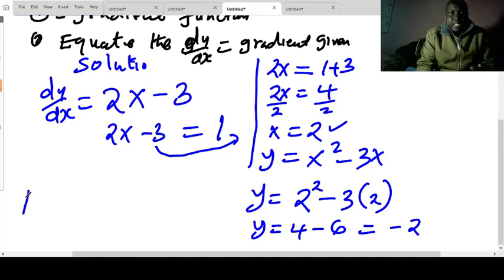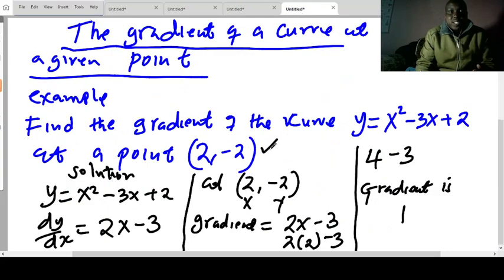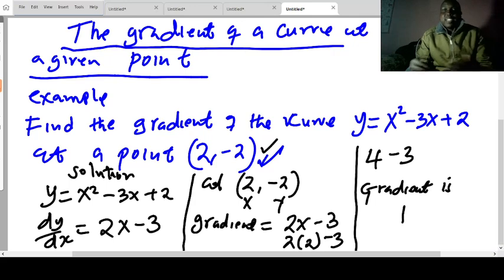So our point where the gradient is 1 is 2, negative 2. Now you see we have come back to what we were in the initial. I have said if you know how to go to the river, it is good to know how to return. So that's how we get the point when we are given the gradient. And when you are given the gradient, you should get the point. When you are given the point, you should get the gradient. Very nice. I think we are doing well. That's good.